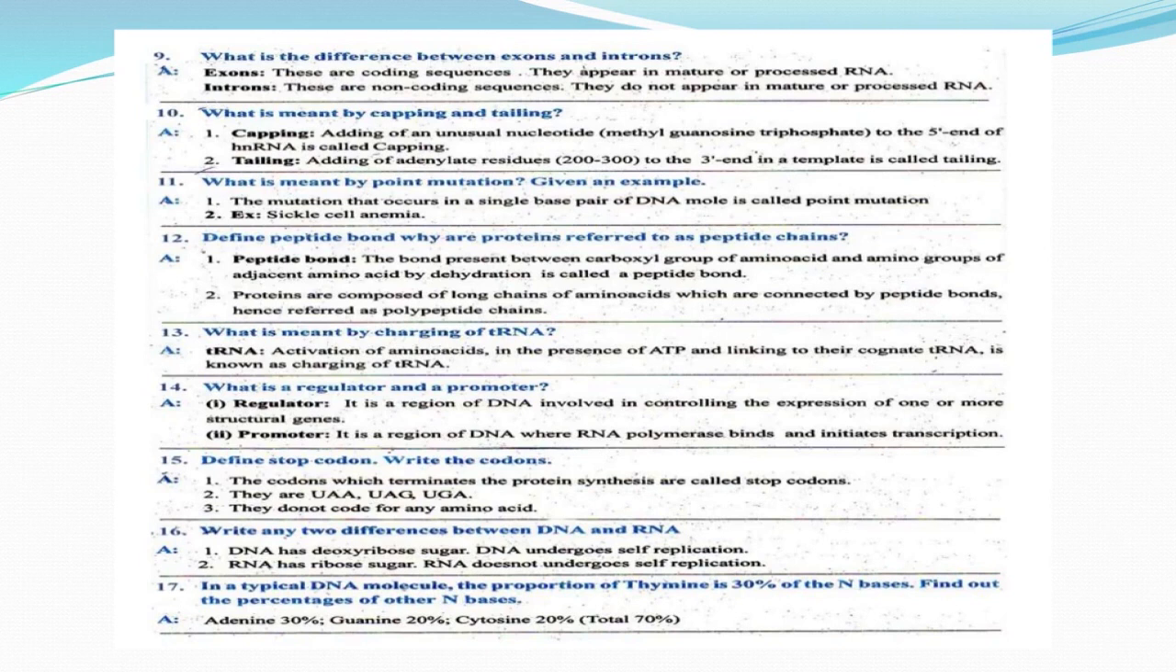So next question is, what is a regulator and a promoter? Regulator is a region of DNA involved in controlling the expression of one or more structural genes. It is called a regulator. And what is a promoter? It is a region of DNA where RNA polymerase binds and initiates transcription.